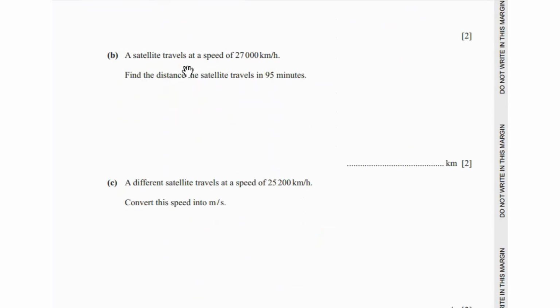Then a satellite travels at a speed of 27,000 kilometers per hour. Find the distance the satellite travels in 95 minutes. So speed is 27,000 kilometers per hour. Distance is what we're trying to find. And since they're saying 95 minutes, we have to rewrite this in hours. So for that, we divide 95 by 60, which is going to be 1.583 recurring.